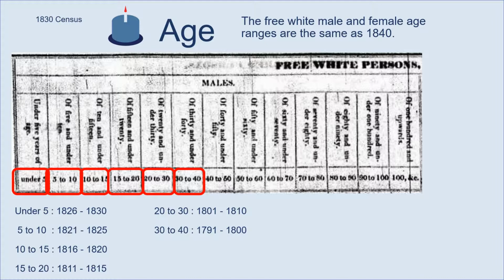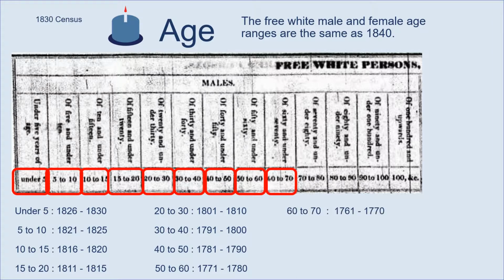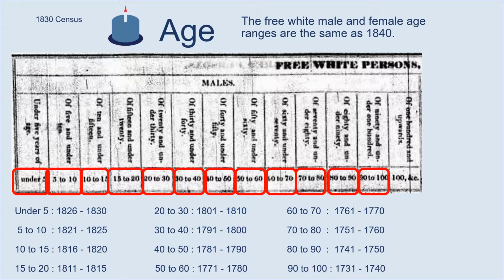30 to 40, they were born 1791 to 1800. 40 to 50, they were born 1781 to 1790. 50 to 60, they were born 1771 to 1780. 60 to 70, they were born 1761 to 1770. 70 to 80, they were born 1751 to 1760. 80 to 90, 1741 to 1750. 90 to 100, they were born 1731 to 1740. 100 and older, they were born 1730 or earlier.